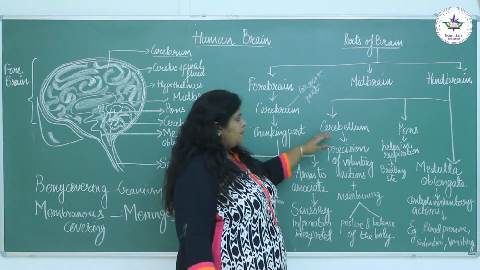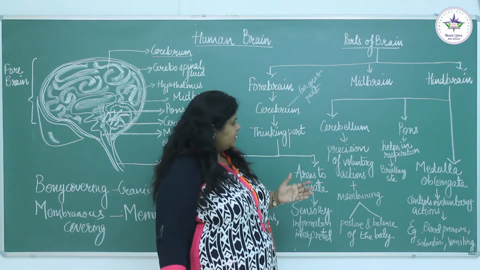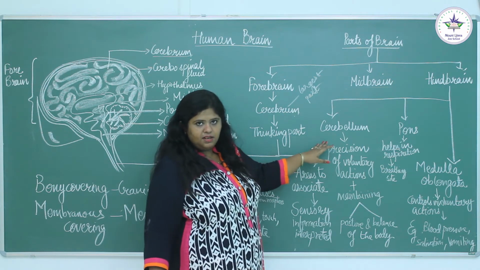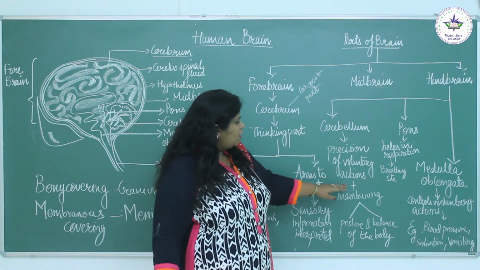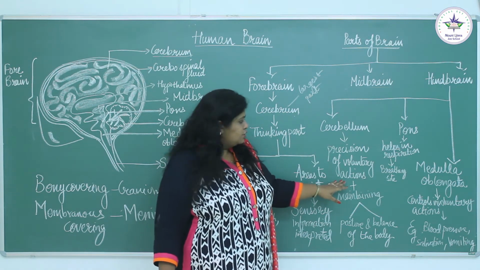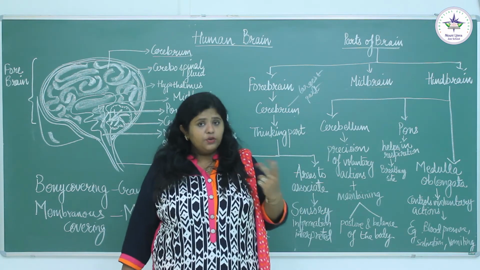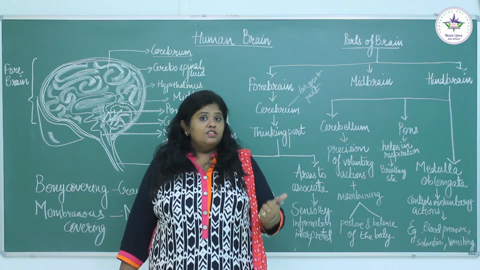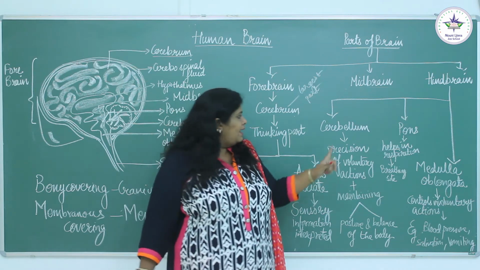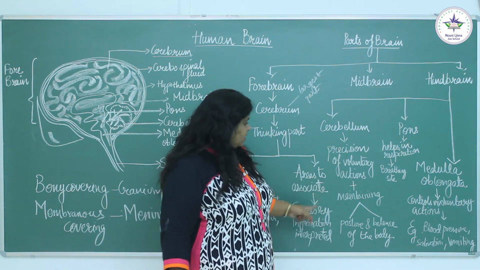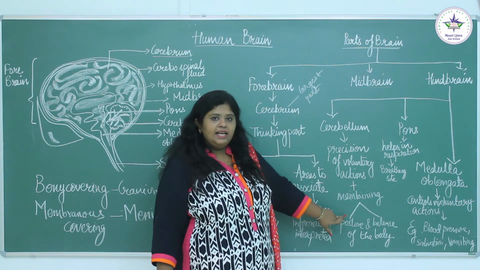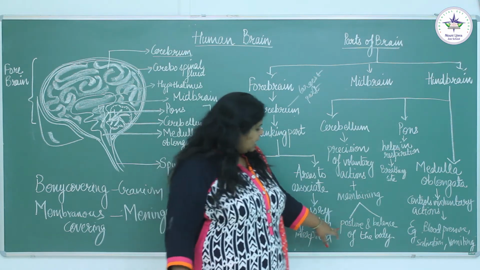The cerebellum is placed at the back side of the brain and it is responsible for the precision of voluntary actions. So that means if I am thinking something, so I am doing something voluntarily, the precision will depend on my cerebellum. It also helps in maintaining the body posture and balance.